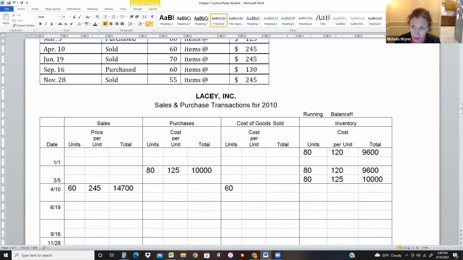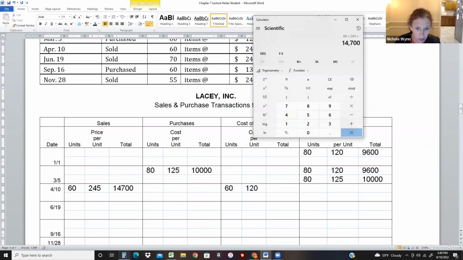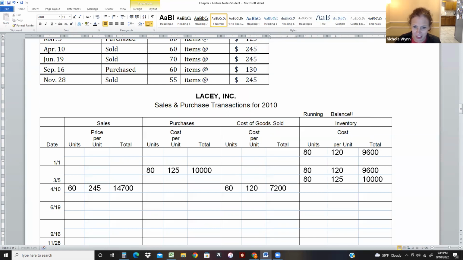And the cost of the good that was sold will be 120. So 60 times 120. There we are, 7,200. And now we pause and we say, what do we have left? So of these units, I sold 60 of them. So I only have 20 left. So I have 20 at 120 for 2,400. And I still have my 80 at 125.